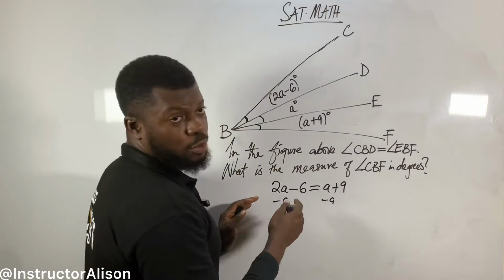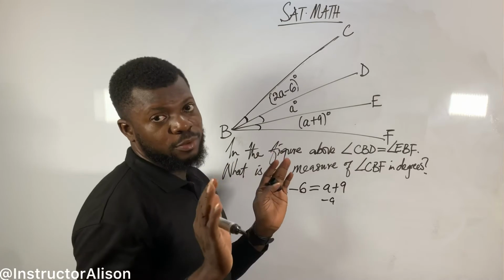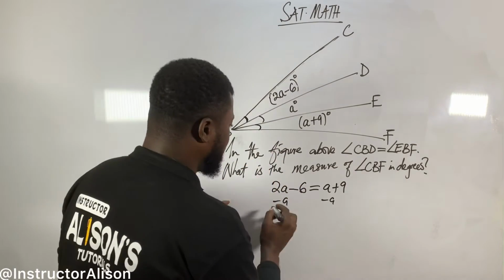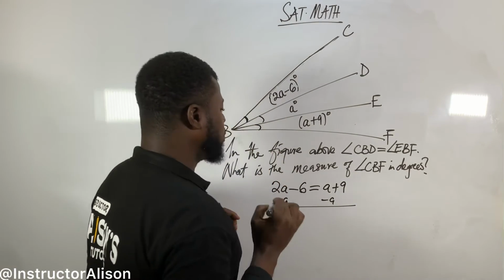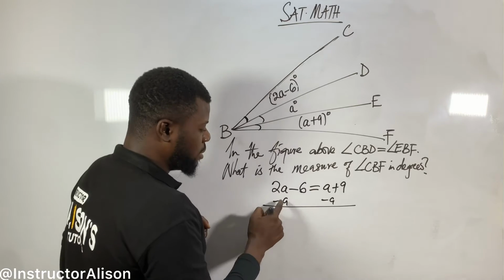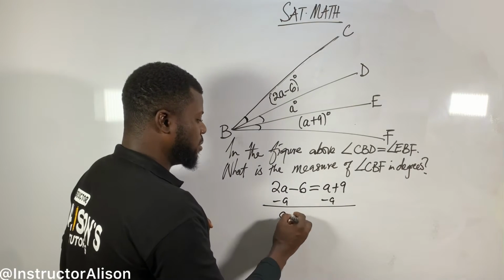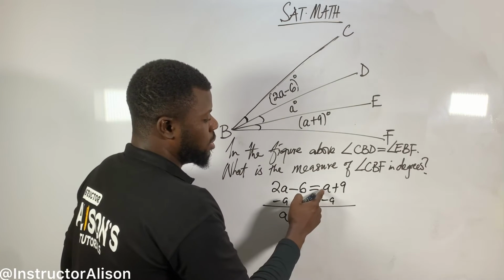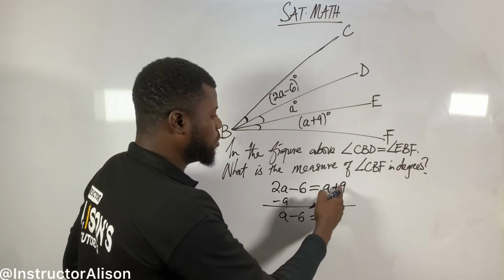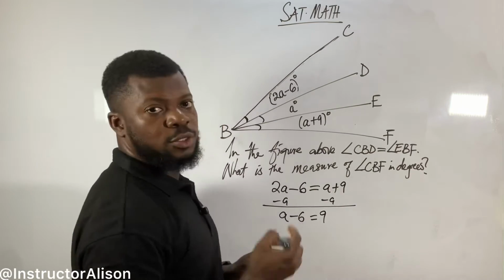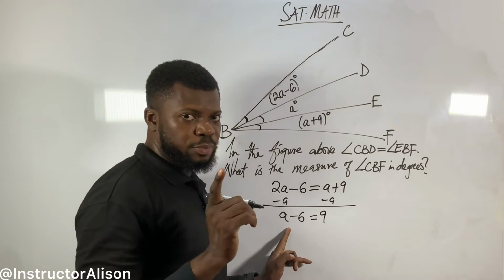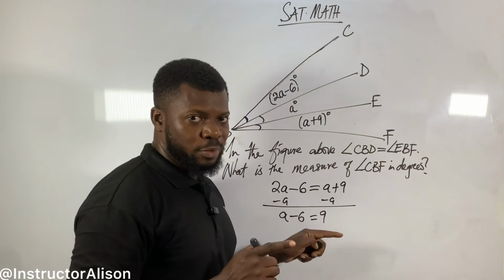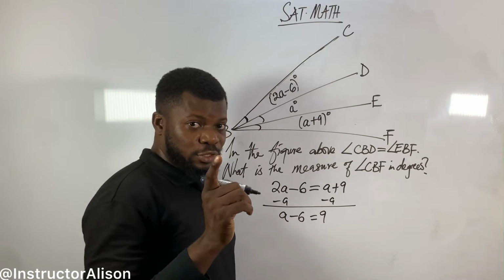But if you want to do it your own way, carry and jump, do it your own way, pass your exam. But that is not the right thing they teach you. So what will happen? 2A minus A will give me A. Then minus 6 equal to A minus A, which is 0. What will remain here is 9. I know the teacher in secondary school will teach you that minus 6 will cross and come to this side.